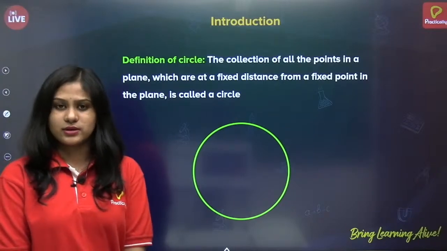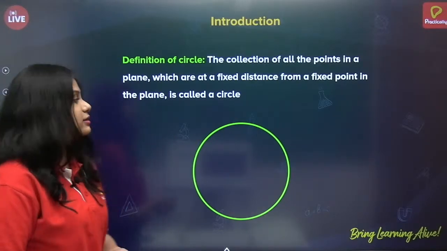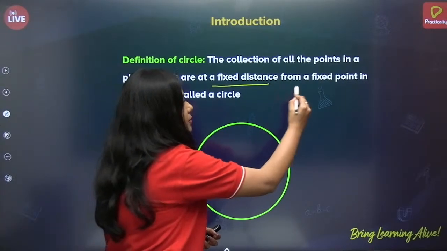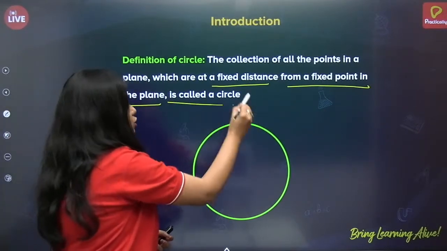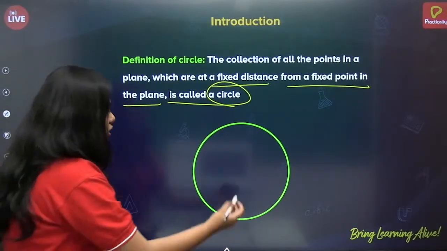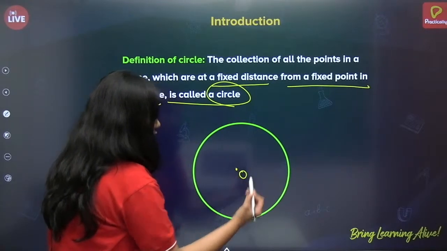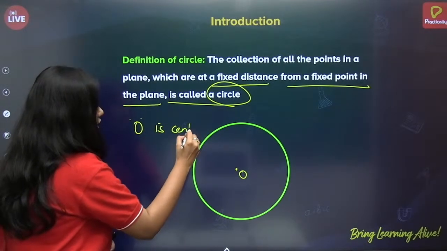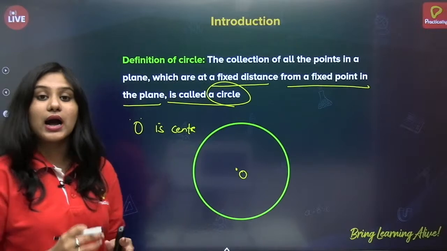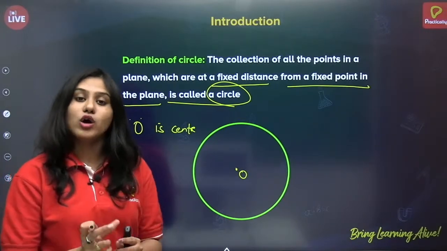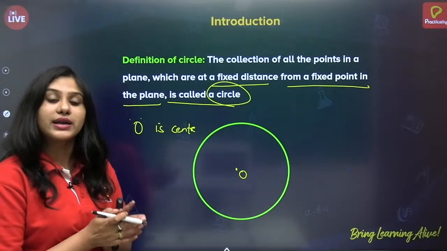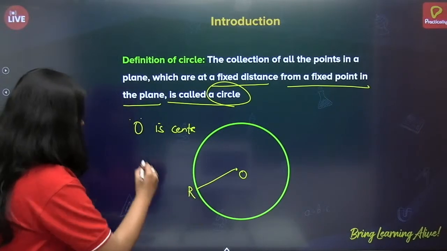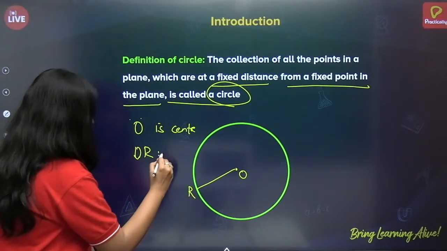So what is a circle? How do you define a circle? The collection of all points in a plane which are at a fixed distance from a fixed point in the plane is called a circle. So what is the fixed point here? The center of the circle. All these points on the circle are equidistant from the center. And what is that distance called? It is called the radius of the circle, correct? So this distance, suppose let me name this as R, so OR is the radius.